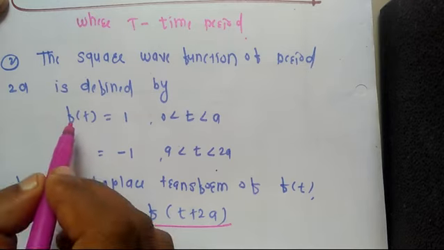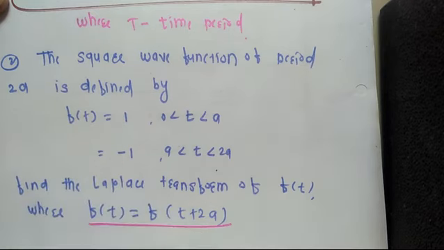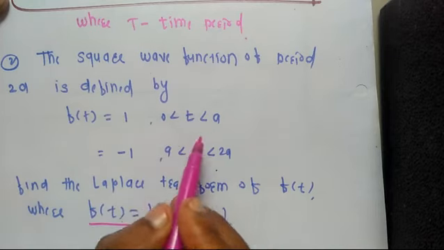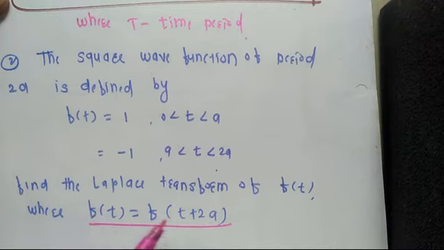Okay. So this function has two values: first is 1 and other is minus 1. It is 1 when its range is 0 to a, and minus 1 when its range is a to 2a. So find the Laplace transform of the periodic function f of t, where f of t is equal to f of t plus 2a.